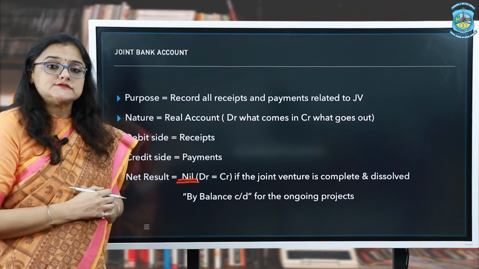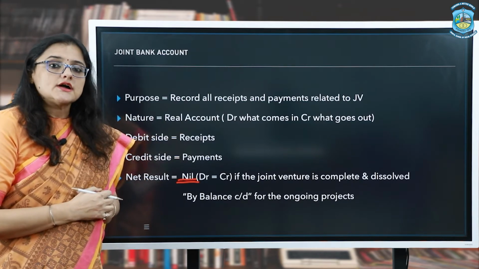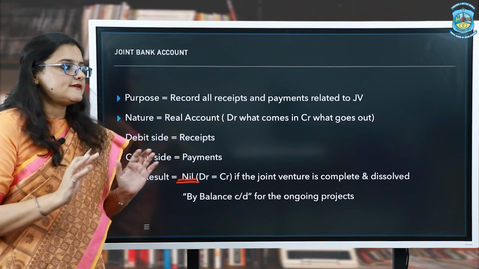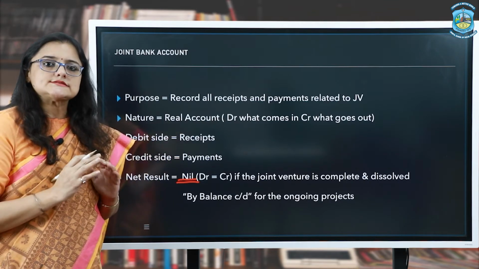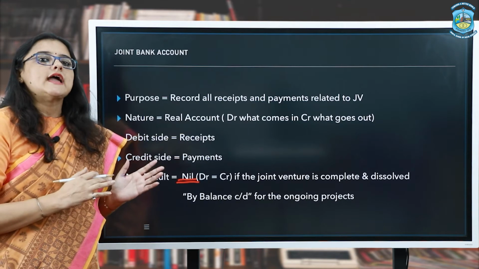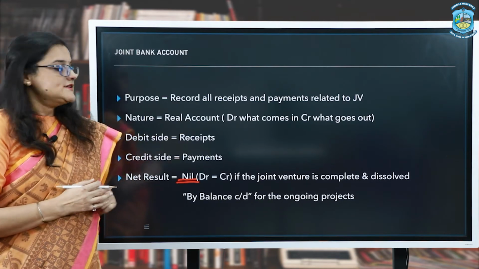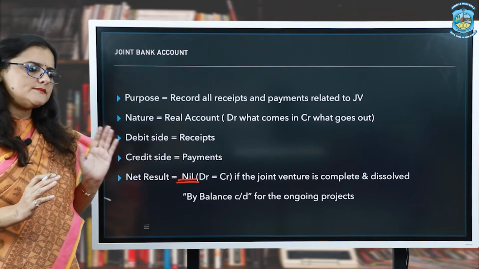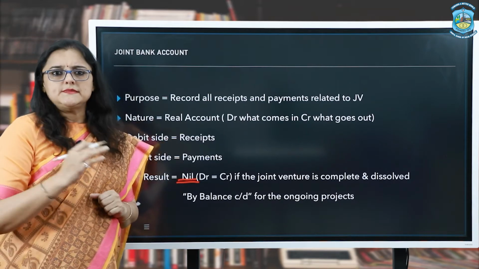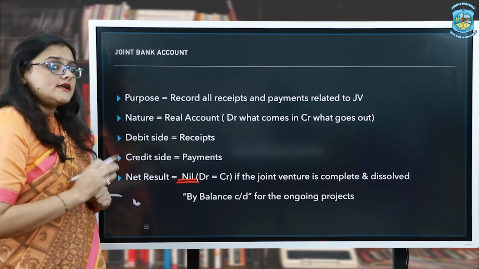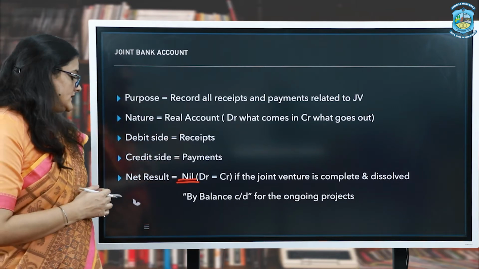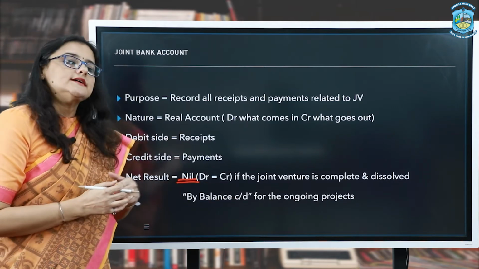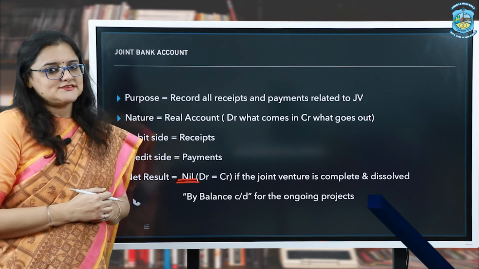As we have seen in the case of dissolution, we make the cash account or the bank account last, and finally when all the claims are settled and the business is closed, automatically the cash balance becomes zero. Similarly, when the joint venture is completed, there is no balance. You will find the debit side of the joint bank account will be equal to the credit side. And if it is an ongoing project, then there will be a balance carried down in this account.